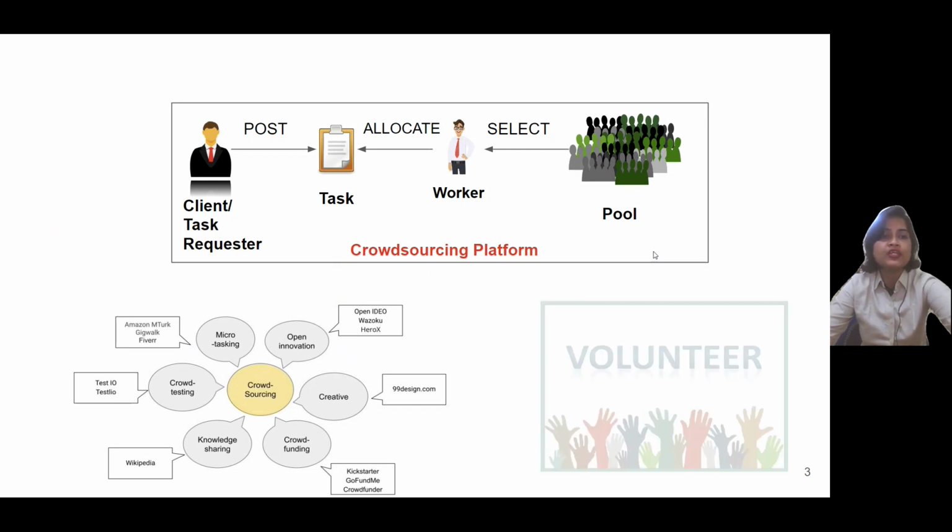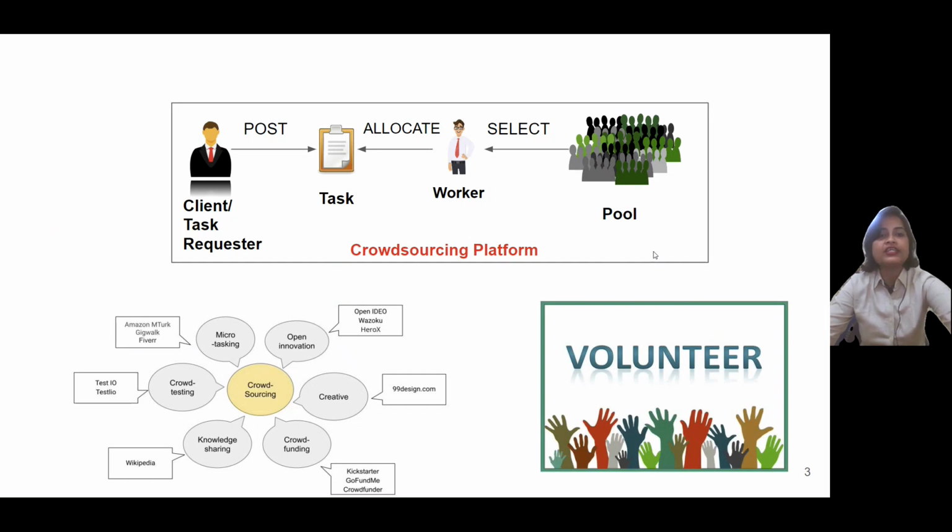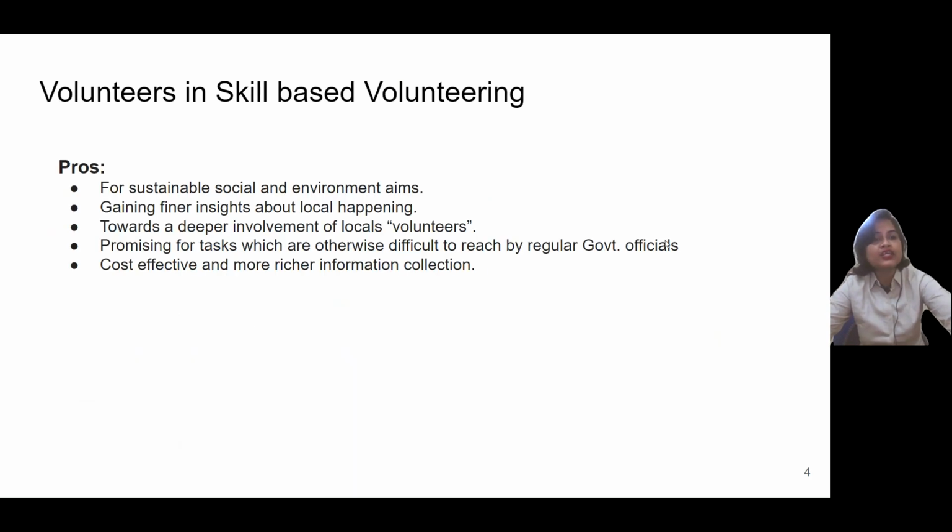In this work, we deal with volunteers, and the challenge is to design a proper task allocation strategy to aid in skill-based volunteering crowdsourcing service. Skill-based volunteering is meant to achieve sustainable social and environmental aims. Volunteers are a better option because they help in gaining finer insights about local happenings and are promising for tasks that are otherwise difficult to reach. It is obvious that recruiting volunteers is more cost-effective.